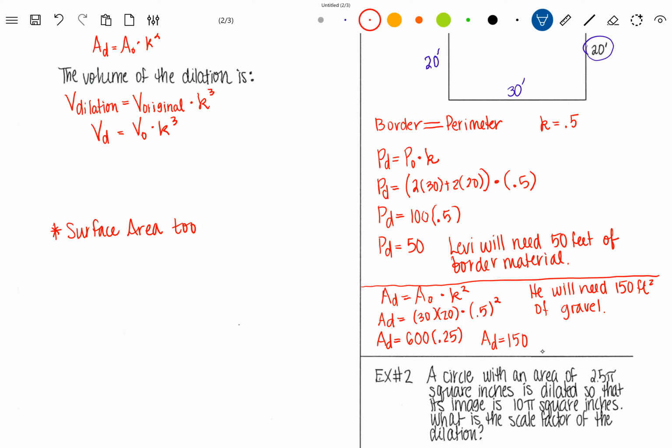So if we think about it, it seems like he should need 300 square feet of gravel, because we're reducing the size by half. However, everything's being reduced by half. Half of the length times half of the width, which is 1/2 squared.